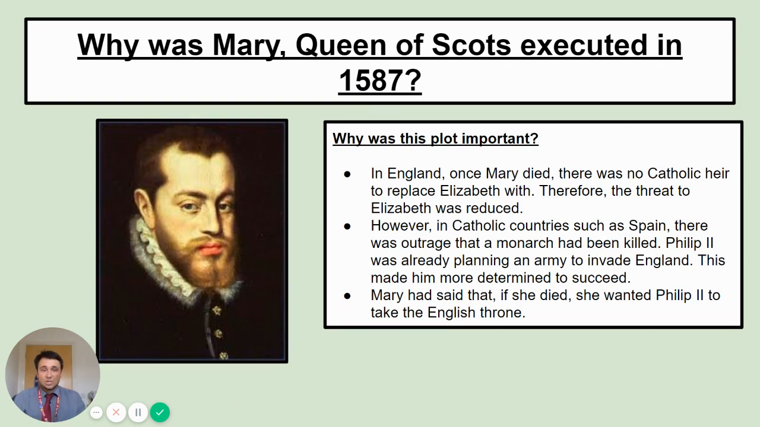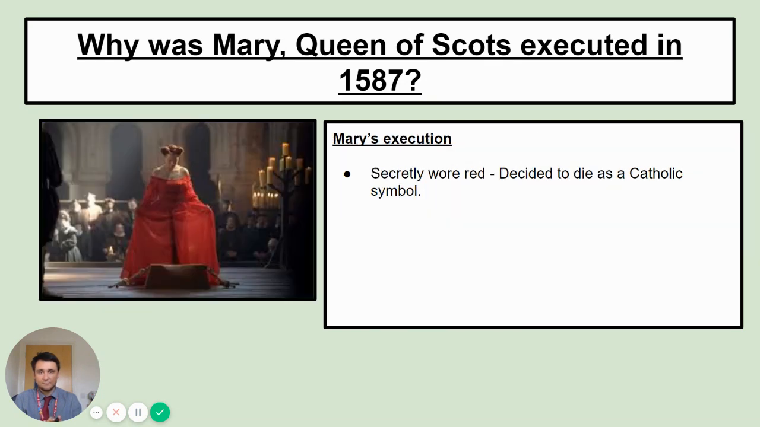Okay, so why was this so important? Mary had said that if she died, she wanted Philip II to take the English throne. So there's an incentive there for him as well. Philip II now could become King of England if he gets rid of Elizabeth. What happened with Mary's execution? Well, she secretly wore red. She decided she was going to die as a Catholic symbol. Red was often seen as a symbol of Catholicism.